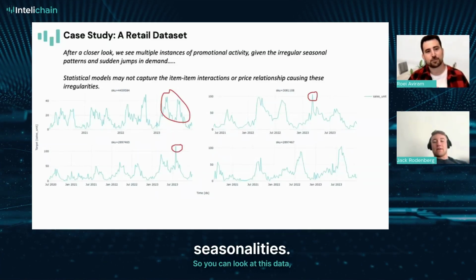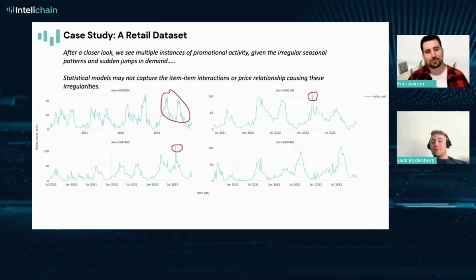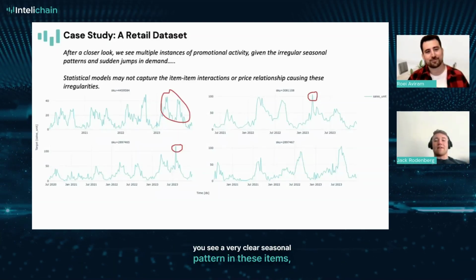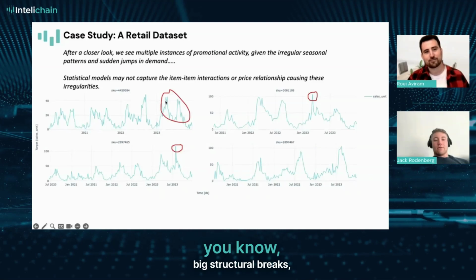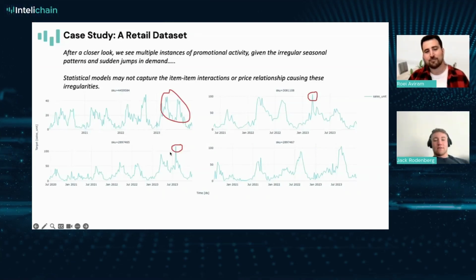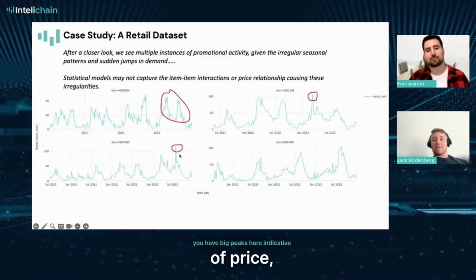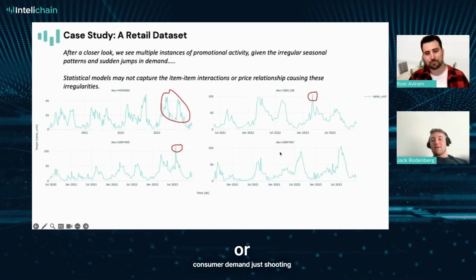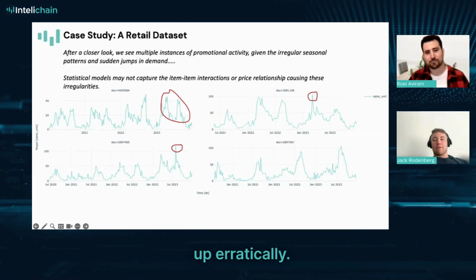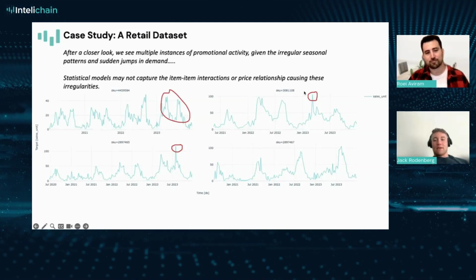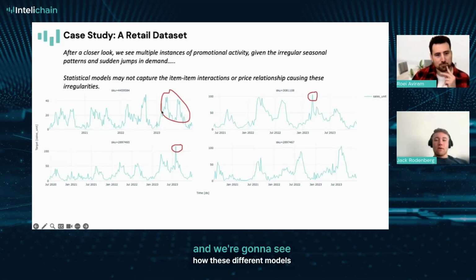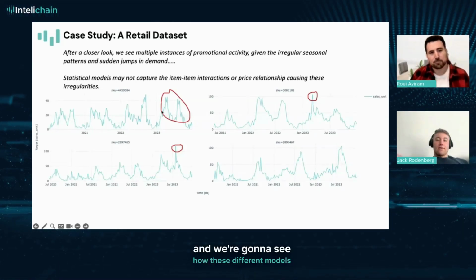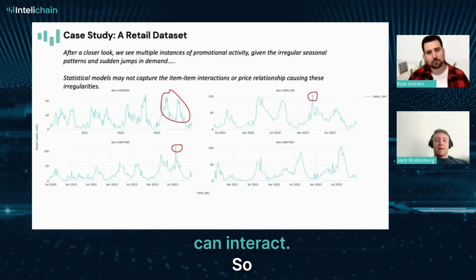You can look at this data, and you see a very clear seasonal pattern in these items, but then at some points you have big structural breaks. You have big peaks here indicative of price dropping, or consumer demand just shooting up erratically. And just generally you have some irregularities. And we're going to see how these different models can interact.